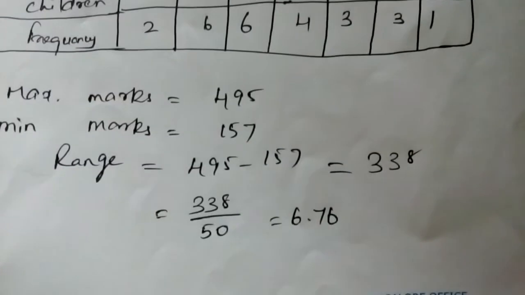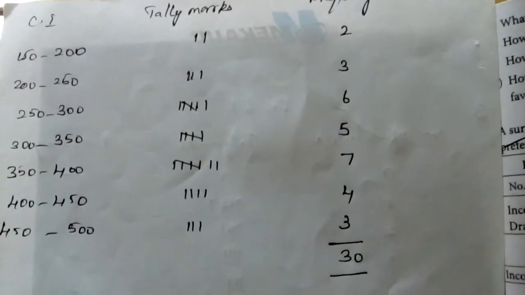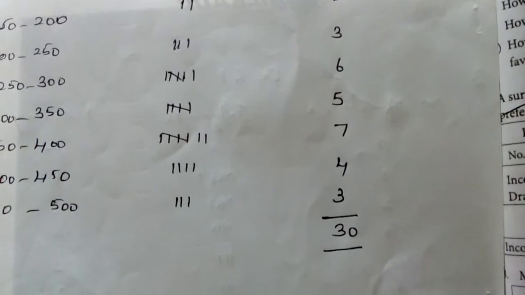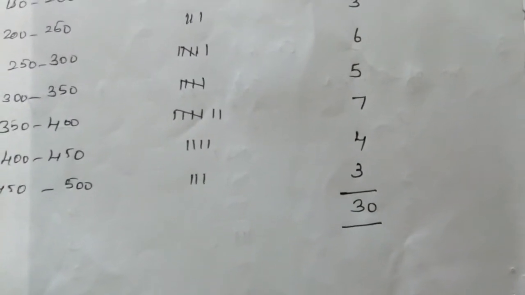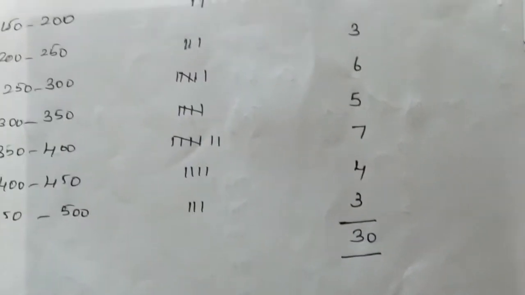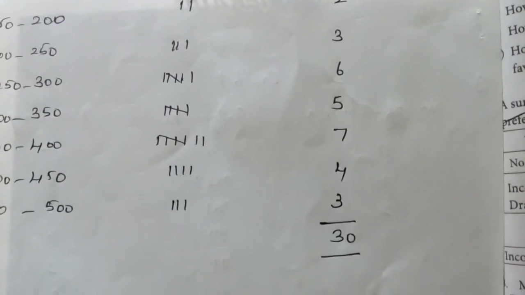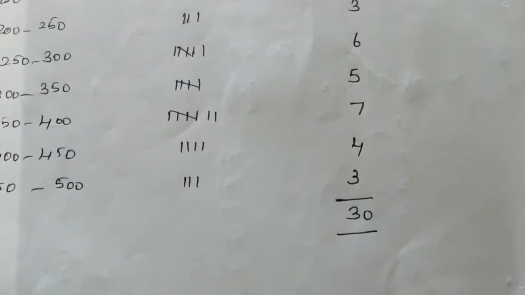Now let us form the frequency distribution table with class intervals, tally marks and the frequency. Here we are starting the range from 150. The total marks start from 150 and end nearly below 500. So we keep the class intervals with a difference of 50. 150 to 200: how many students? 2. 200 to 250: how many students? 3. 250 to 300: how many students? 6.